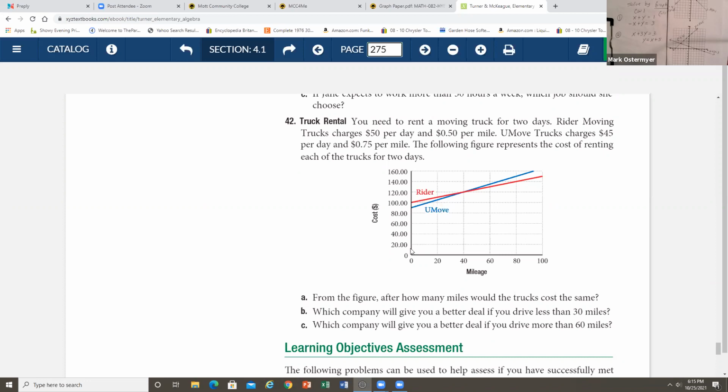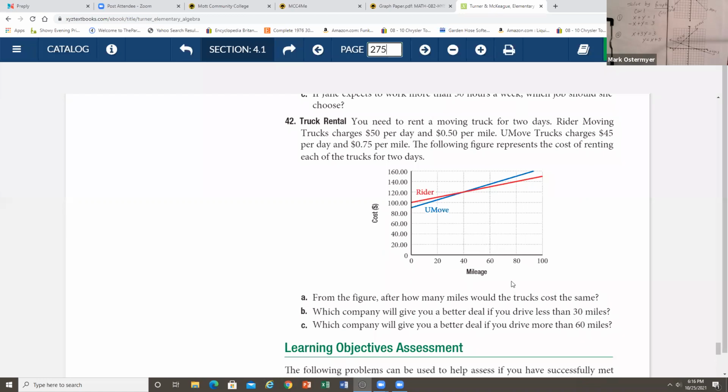C, which company will give you a better deal if you drive more than 60 miles? If you plan on driving more than 60 miles, what truck would be the more cost-effective rental? Ryder, because notice for X equal to or greater than 60 miles, the red line is below the graph of the blue line, which means the cost of the Ryder rental will be less than the cost of the U-Move rental if we plan to put 60 or more miles on the truck. You definitely want to go with a Ryder in that case. Does this problem make sense here, ladies and gentlemen?